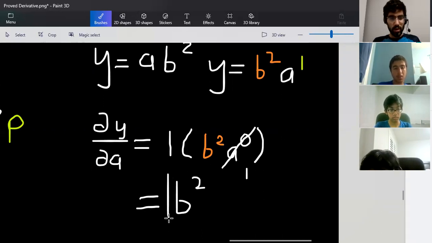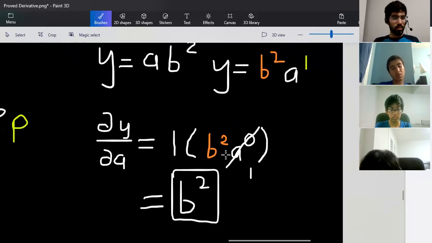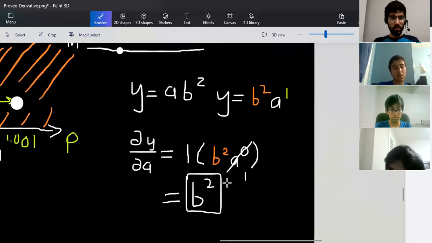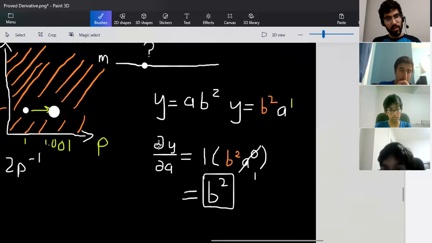And remember what the real life context says? This is the slope of the equation at that point. So we're going to substitute in some value of b, and we're going to get the slope of just that point. Making sense?